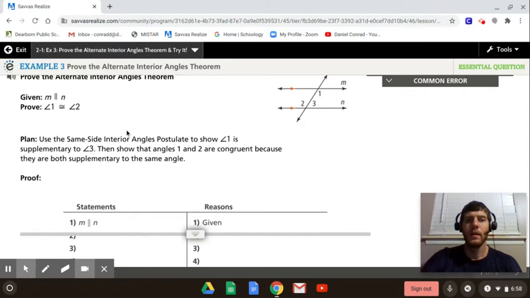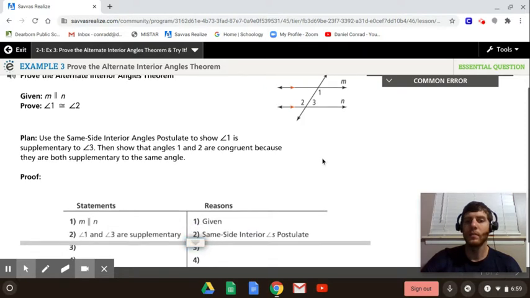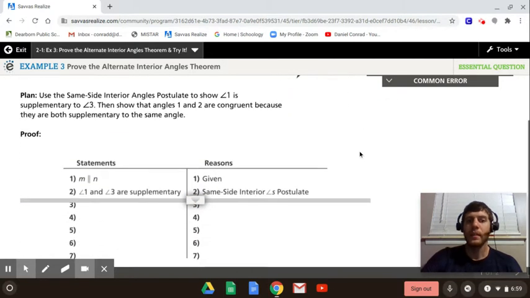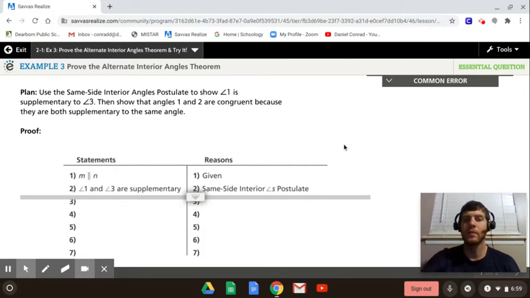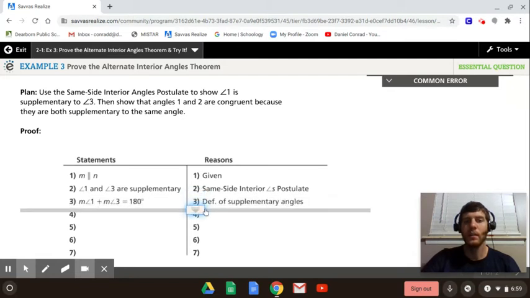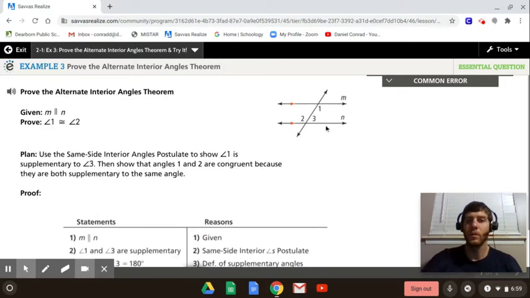Now let's use our same side interior angle postulate. That says if the lines are parallel, and they are, then the same side interior angles are supplementary. So we're going to say angle 1 and angle 3 are supplementary by the same side interior angle postulate. Supplementary means that the measures of the angles add up to 180, so we can set up an equation there. We can say the measure of angle 1 plus the measure of angle 3 equals 180. That's what supplementary means.